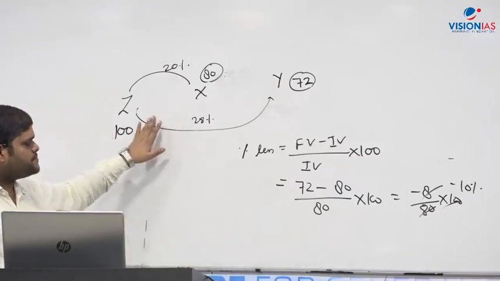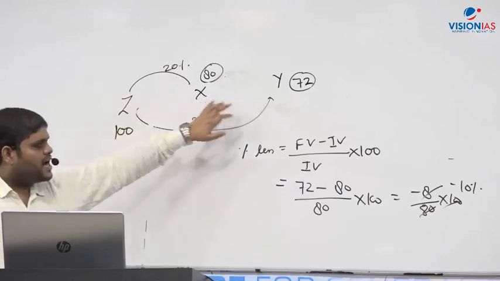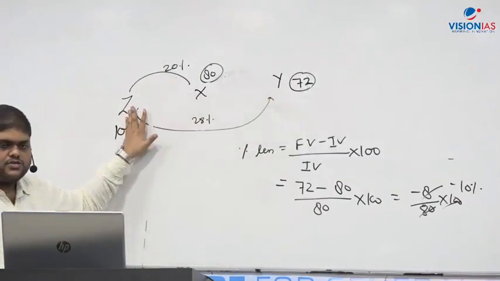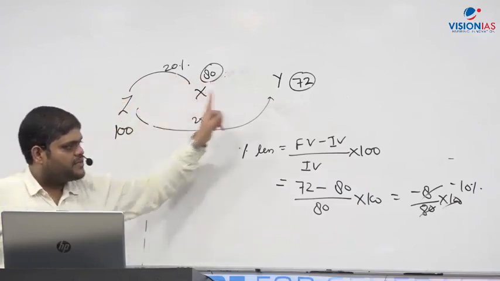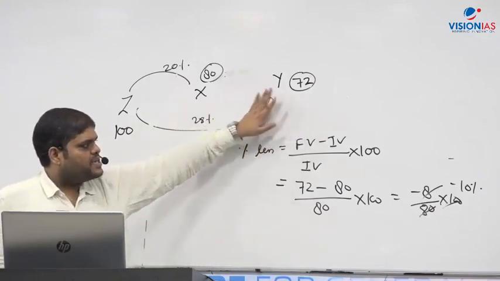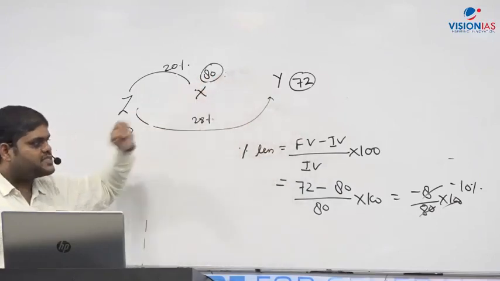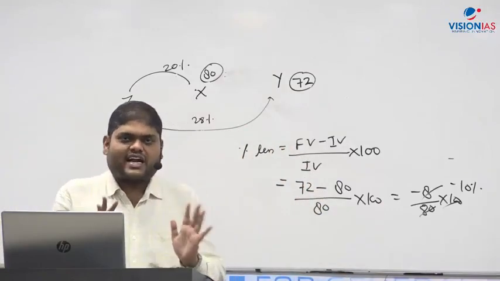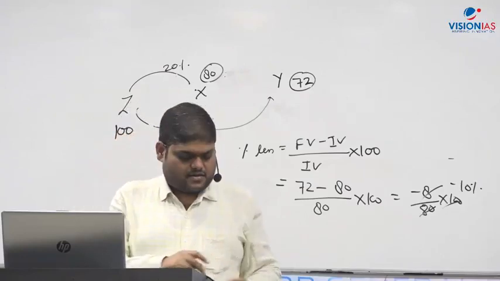The question was, two numbers are respectively 20% and 28% less than a third number. So let the number be 100, this becomes 80, this becomes 72. Now the question is, 72 is how much percent less than 80? We have already done this many times. I think you are clear with percent of less and percent of more. I have done all this many times, or not?